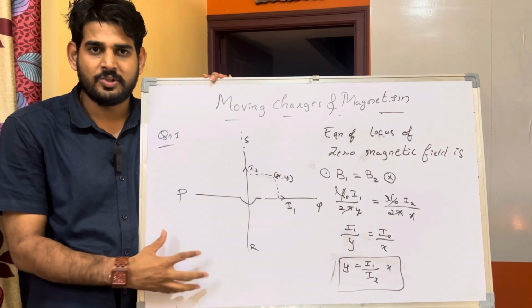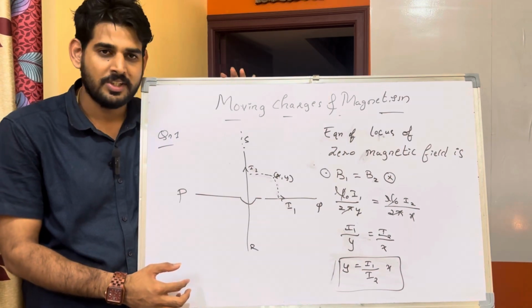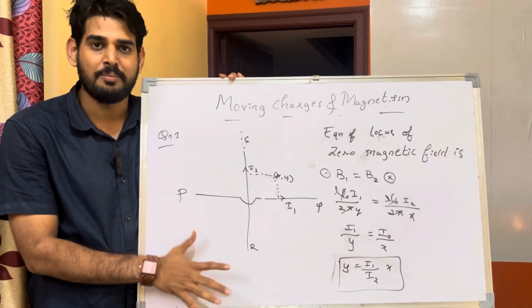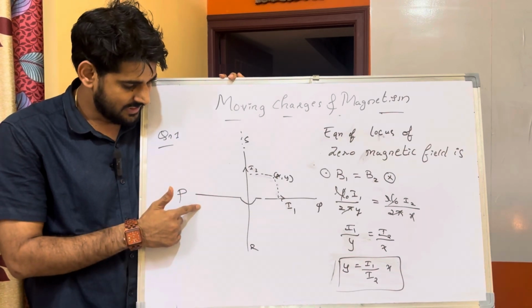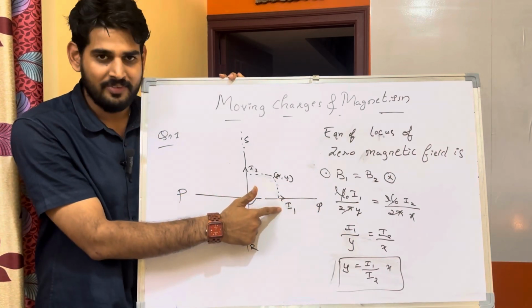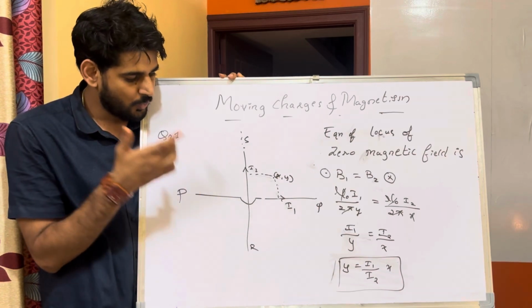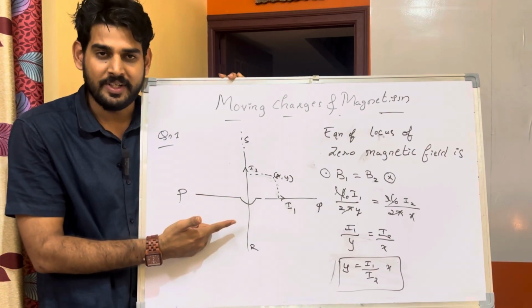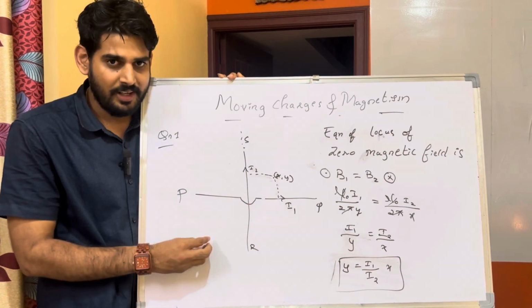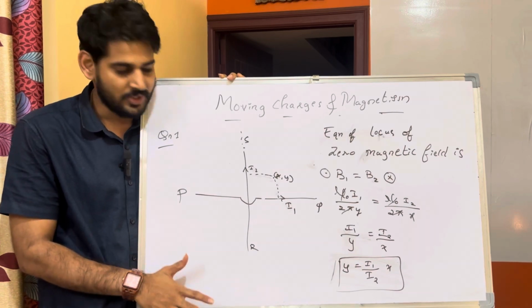In this question, we are asked to find the equation of the locus of zero magnetic field due to two wires which are perpendicular to each other. This is wire PQ carrying current I1 and wire RS carrying current I2. Due to these two wires carrying current in different directions, what is the equation of locus for which the magnetic field will be equal to 0?